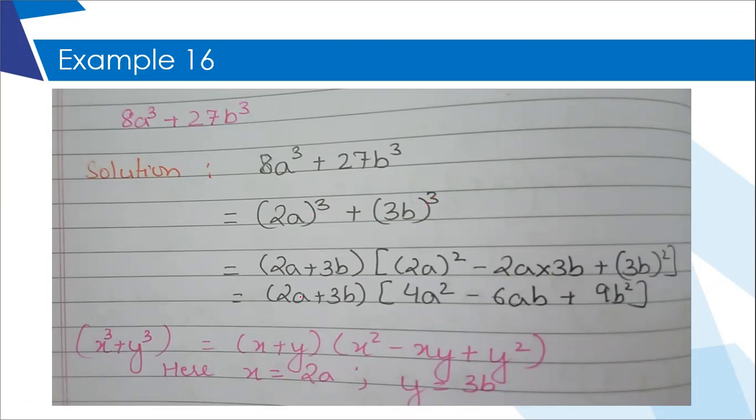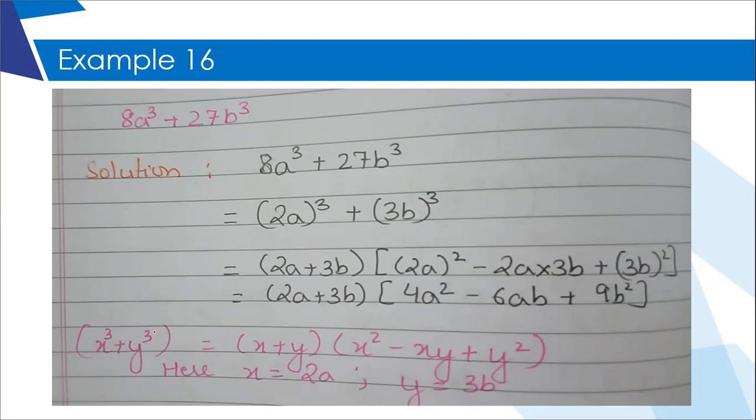So now I have written it as 2a whole cube plus 3b whole cube. Now I can apply this formula, which I have written in terms of x and y. Why in terms of x and y? Can Aditya tell me why I have not written the basic identity in terms of x and y? To avoid confusion of mixing of the variable. Very good. Because a and b are used in my question, to avoid any kind of confusion, I have written my identity in terms of x and y.